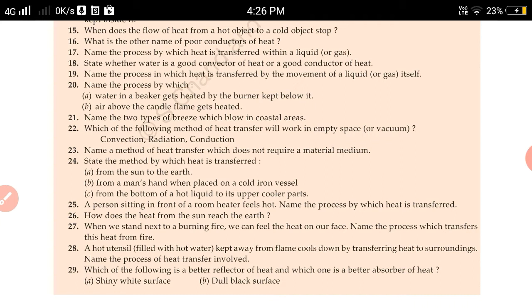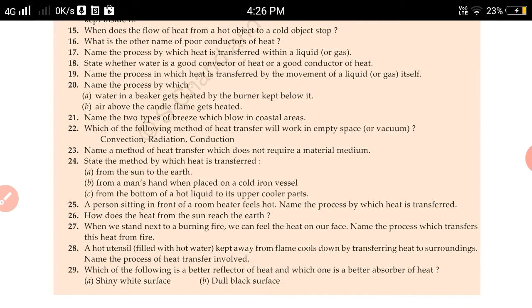It is radiation. A hot utensil filled with hot water kept away from the flame cools down by transferring heat to the surroundings. Name the process of heat transfer involved. That is the convection process, or we can say it is the transfer of heat in liquids as well as in gases.